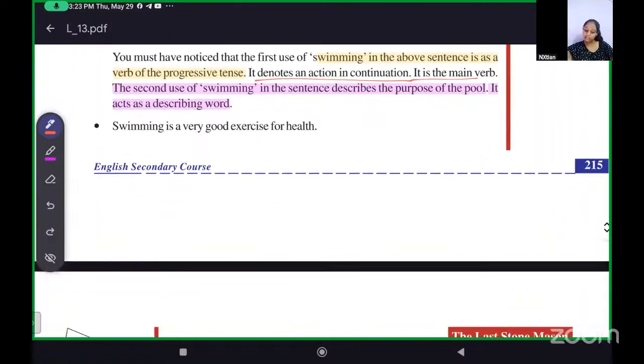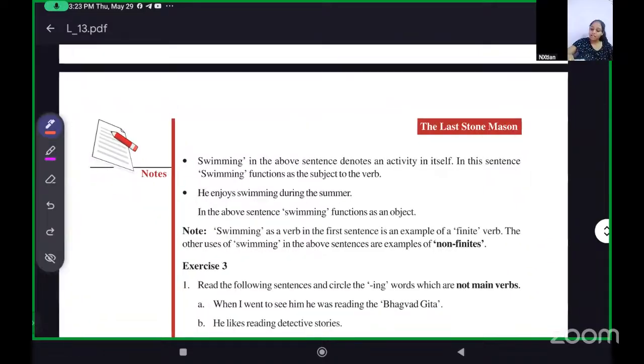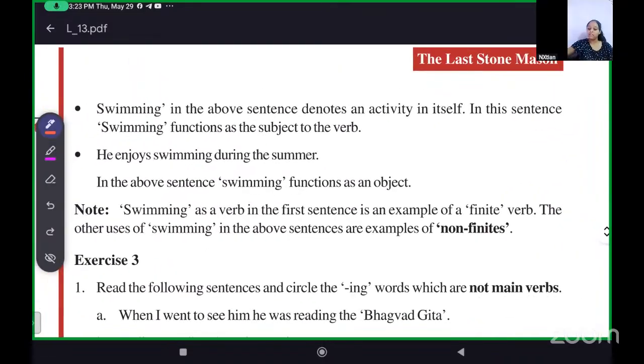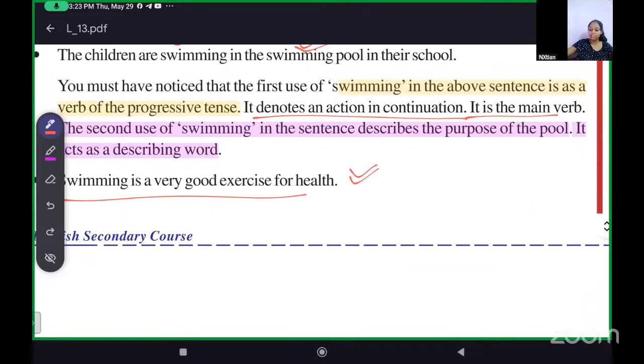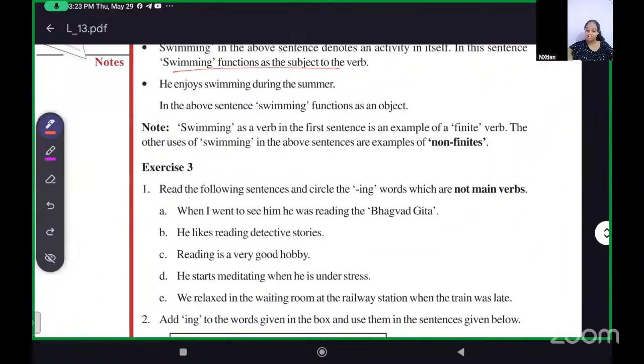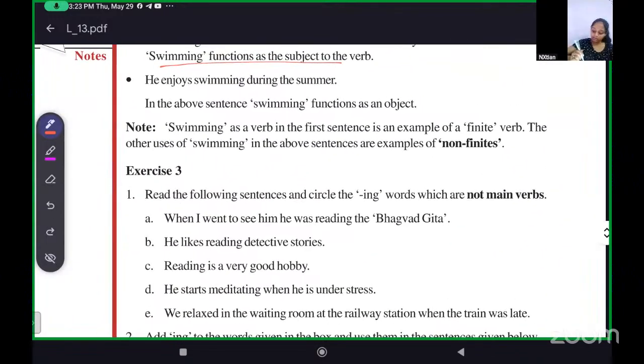Swimming is a very good exercise for health. Now, in this sentence, swimming denotes an activity in itself. They're talking about the activity that is swimming. So the word swimming functions as the subject to the verb in the sentence. Now, swimming as a verb in the first sentence is an example of a finite verb. The other uses of swimming in the above sentences are examples of non-finite verbs.